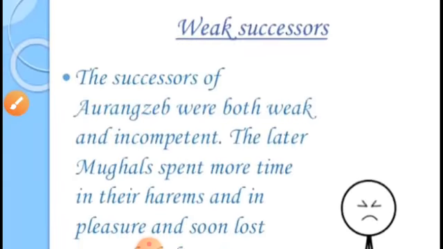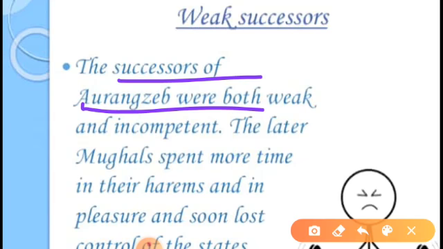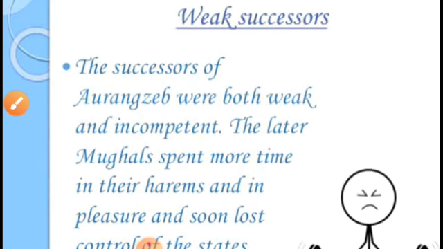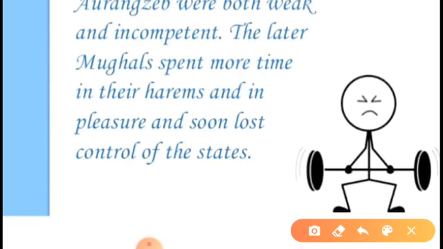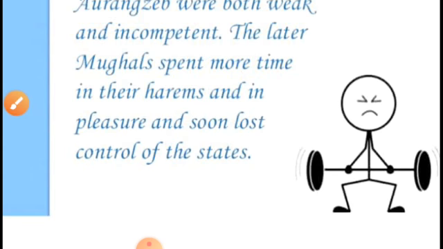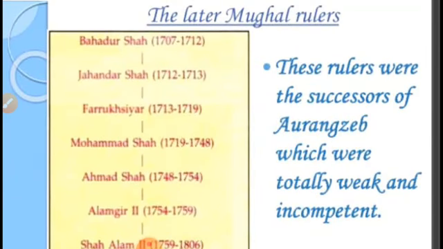Next cause, weak successors. The successors of Aurangzeb were both weak and incompetent, or inefficient. The later Mughals spent more time in their harems and in their pleasures, so they spent the maximum time on their luxury life, and soon lost control of the state, or the regional kingdoms.